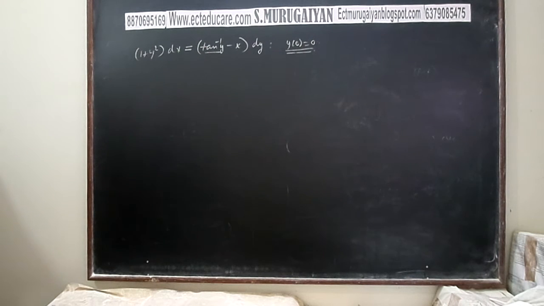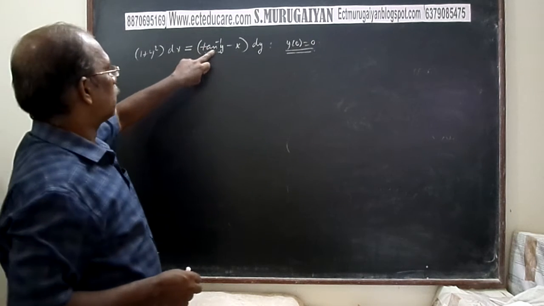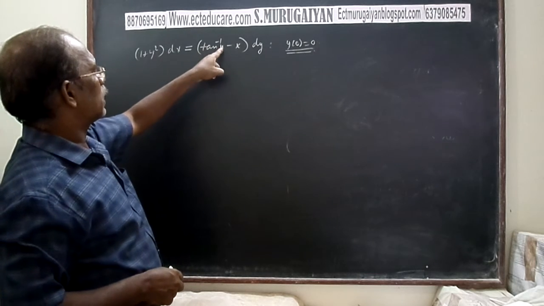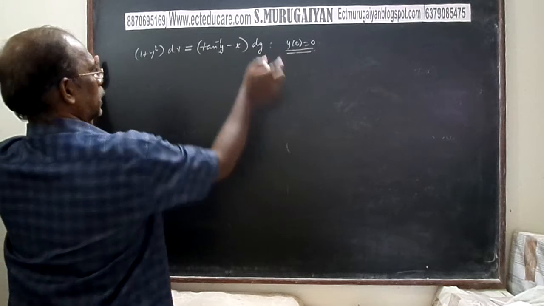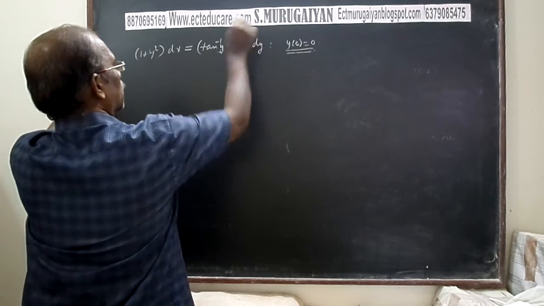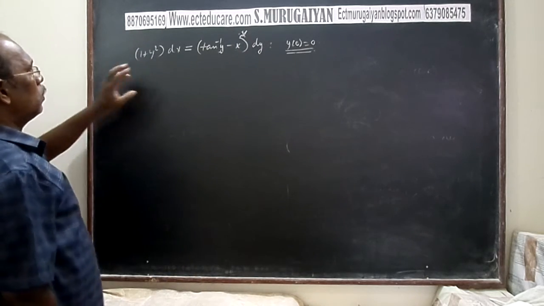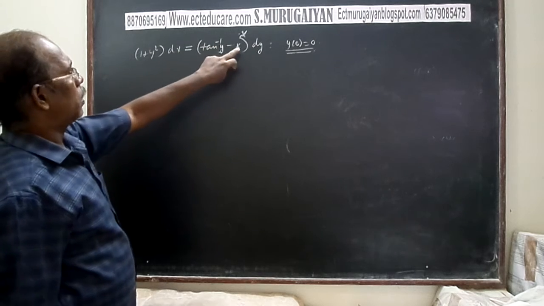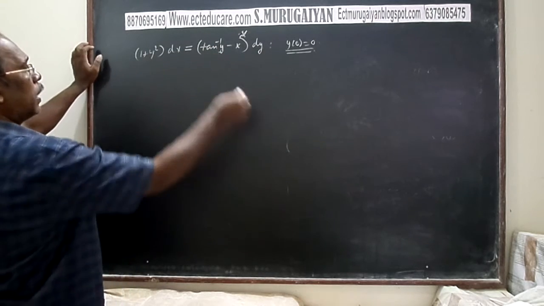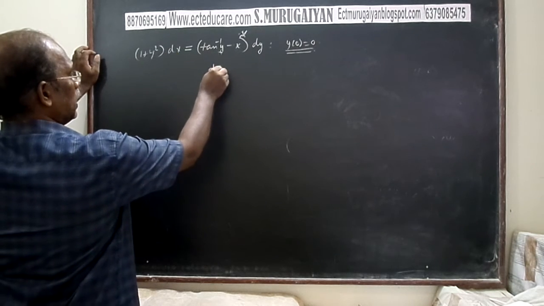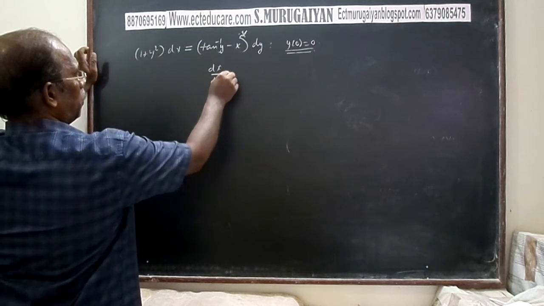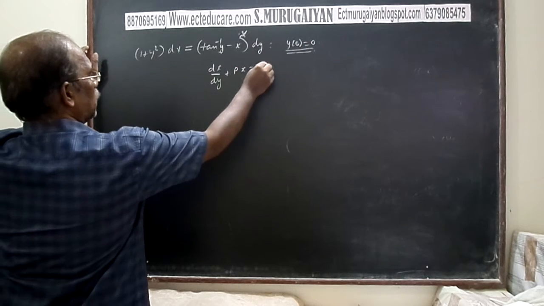For the question we need a little correction. Previously it was tan inverse of x, but that is not right. The actual question is tan inverse of y minus x. Make note of the correction.